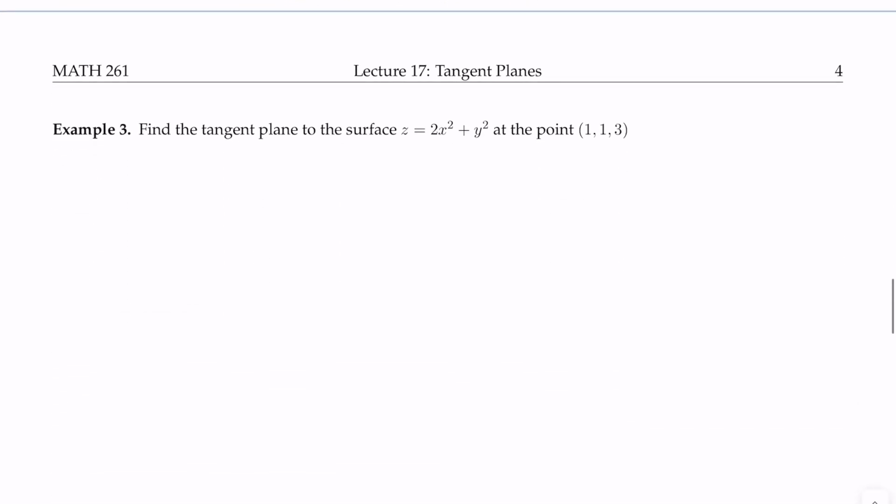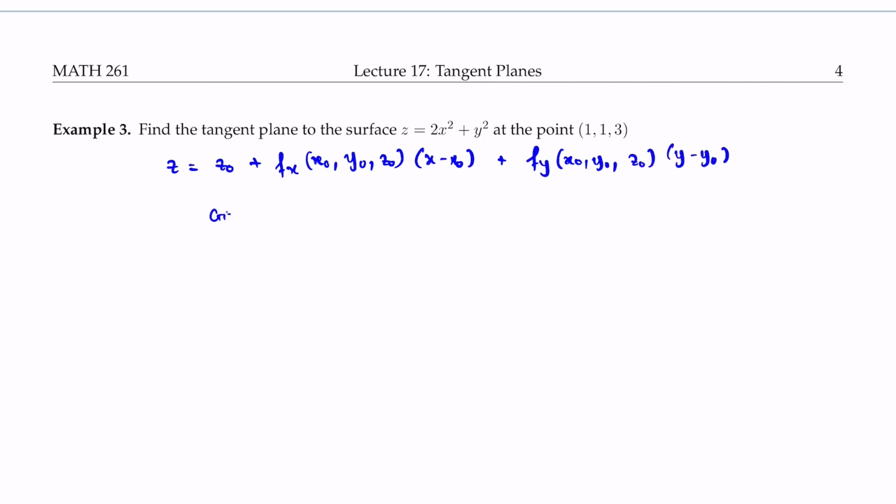In the next example, we're going to do exactly the same thing, that is, find the tangent plane to the surface at the point 1, 1, 3. So the equation of the plane tangent to the surface at the point is given as z equal to z0 plus f sub x evaluated at the point x0, y0, z0 times x minus x0 plus f sub y of x0, y0, z0 times y minus y0, given that x0, y0, z0 is equal to 1, 1, 3. In other words, x0 equal to 1, y0 equal to 1, and z0 equal to 3.